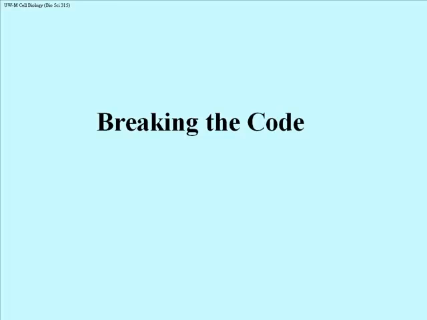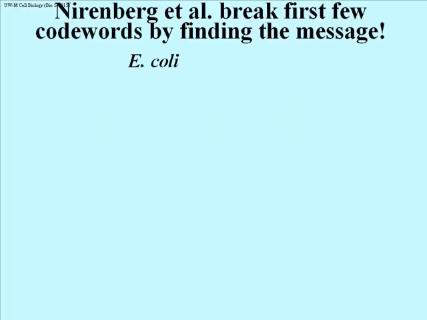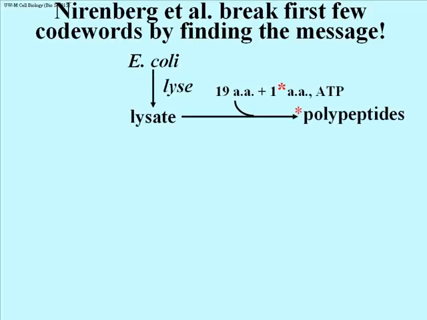So now let's talk about how the code was broken. It was Marshall Nirenberg and his colleagues who broke the first few code words by identifying what fraction in an isolate from E. coli cells was actually the messenger RNA fraction. So they took E. coli cells and they burst them open, they lysed them. They got a lysate, and the first thing they did, which was very dramatic at the time, was to add 19 amino acids and a 20th one that was radioactive, along with ATP on the grounds that making polypeptides would probably consume a great deal of chemical energy.